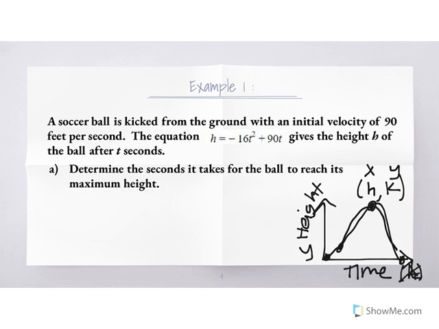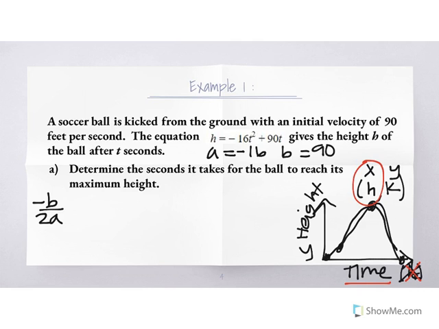Okay, so what we have to figure out is, it wants us to determine the seconds. So x, that's our time. Remember, this is representing our time. So we need to figure out the x value of our vertex, that point. And guess what? That's our axis of symmetry equation, the negative b over 2a. Luckily we already are in standard form. We're going to identify the a, which is negative 16, and then our b value, which is 90.